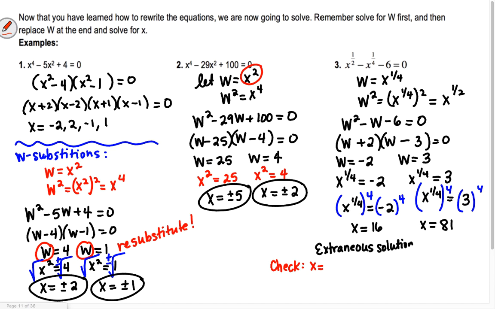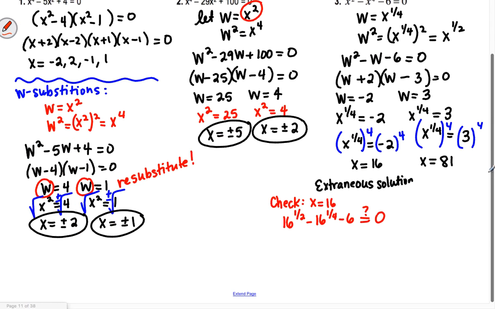So if I check x equals 16, if I plug it into the original, I have 16 raised to the 1/2 minus 16 raised to the 1/4 minus 6. And I want to see if that's equal to 0. So if it makes it a true statement or not. It doesn't. So Jacob's saying no, because 16 to the 1/2 is what, Jacob? And then 16 to the 1/4 is what? 2. So 4 minus 2 is 2. 2 minus 6 is -4. Is that equal to 0? No. So that doesn't work. That's why this one is out.